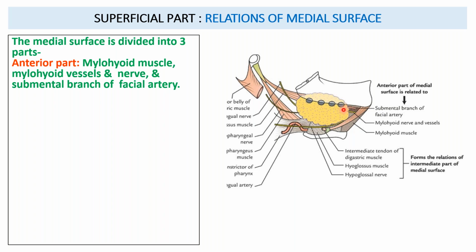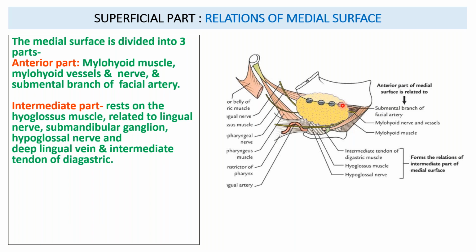So these will be relations to the anterior end of the medial surface of the superficial part. The intermediate part, if you can see, this is the intermediate part of the medial surface. This is resting on the hyoglossus muscle, extending from the hyoid bone. This muscle over here is the hyoglossus muscle. So it's related to the hyoglossus. It's related to the lingual nerve, which is superficial to the hyoglossus.